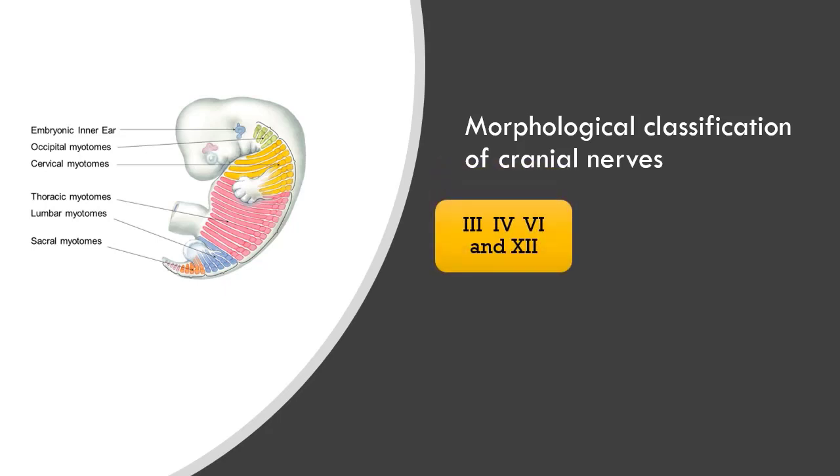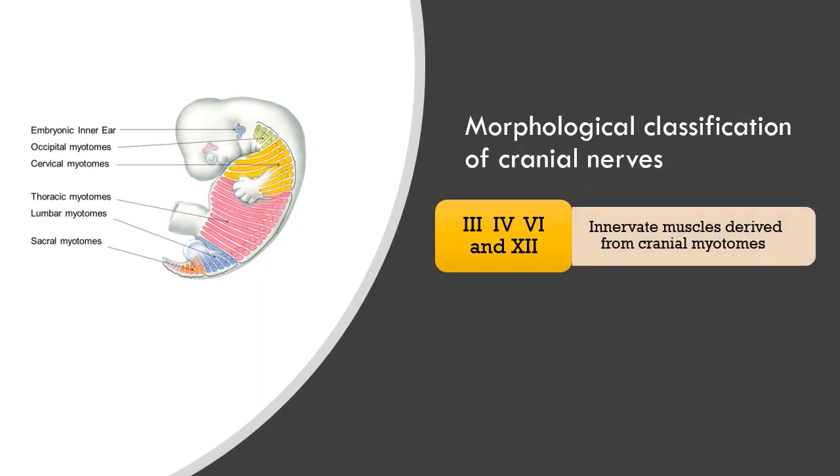Morphologically, cranial nerves can be classified into three different varieties: oculomotor, trochlear, abducent, and hypoglossal nerves supply muscles derived from cranial myotomes. These are the muscles derived from occipital myotomes and preoccipital myotome. Preoccipital myotome gives rise to muscles of the extraocular group, supplied by cranial nerves 3, 4, and 6. Cranial nerve 12 supplies occipital myotomes, which develop into muscles of the tongue.